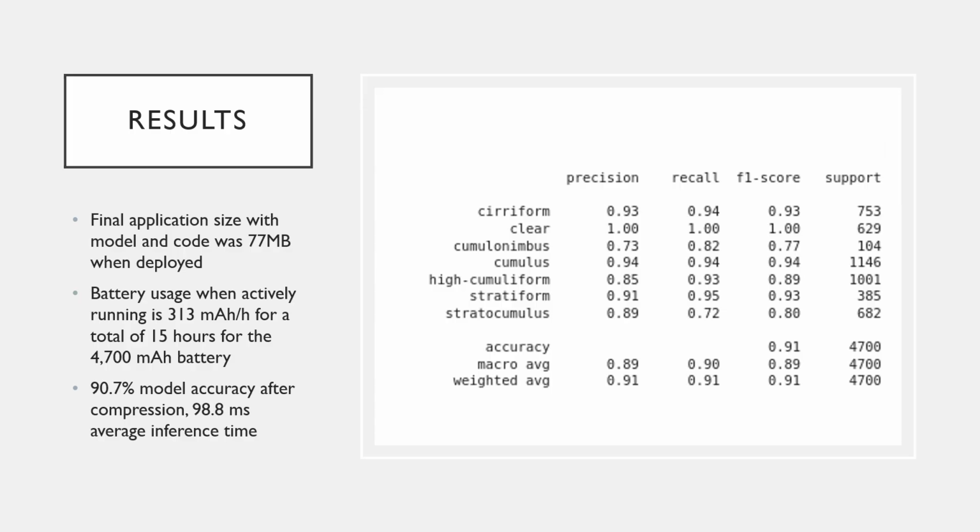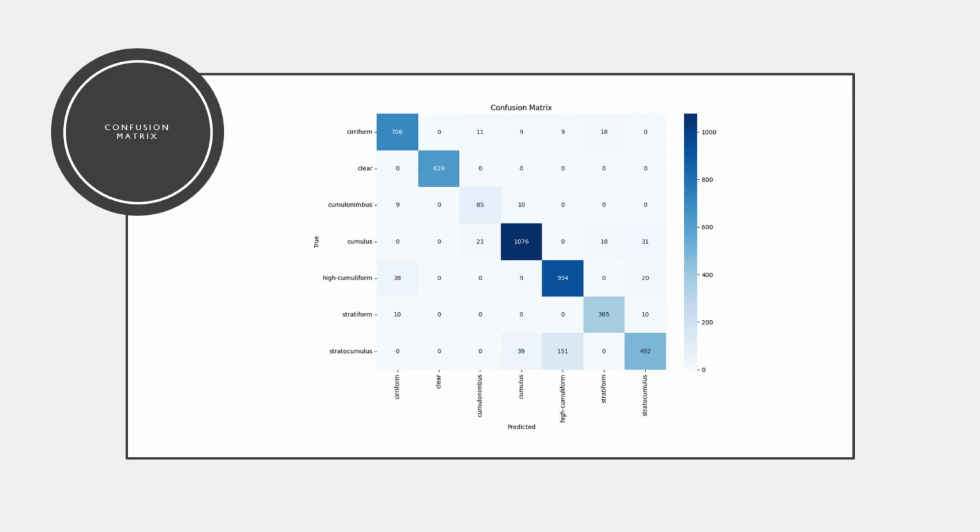So the results met the goal that I was aiming for with the final model and code being 77 megabytes. The battery usage was only 313 milliamps for a total of 15 hours on the 4700 milliamp battery, and I achieved 90.7% model accuracy after compression with a 98.8 millisecond average inference time. Though some categories perform better than others, the final result, along with the previous slide's data, shows a nice diagonal line having 91% accuracy in the test on the confusion matrix.